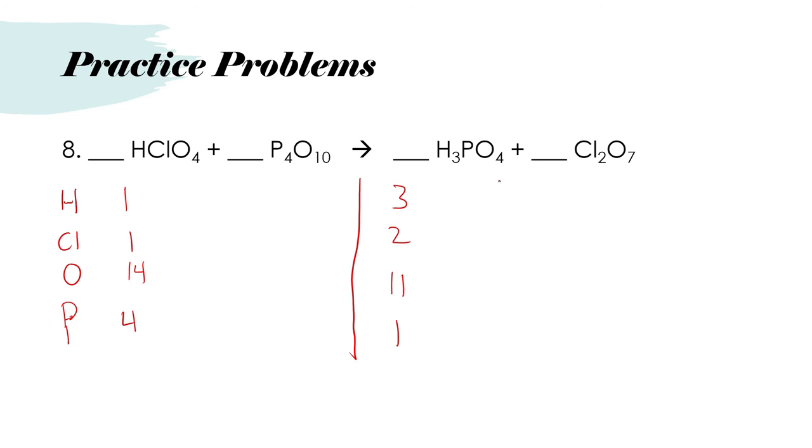So on this side, our only source of phosphorus is this HPO3, and we need to get it, so we have to at least put a 4 here, which is going to give us 12 hydrogens. Oh man, this is going to be ridiculous. That's going to give us 12 hydrogens. It's going to give us 16 plus 7, 23 oxygens, and 4 phosphorus.